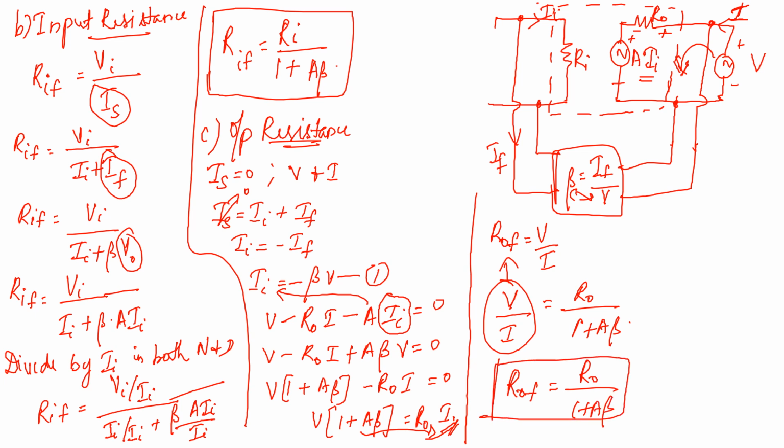If you observe both equations, the input resistance with feedback and the output resistance with feedback, both are decreasing in nature since it is a shunt connection. So these are the different equations you have to write for the questions.